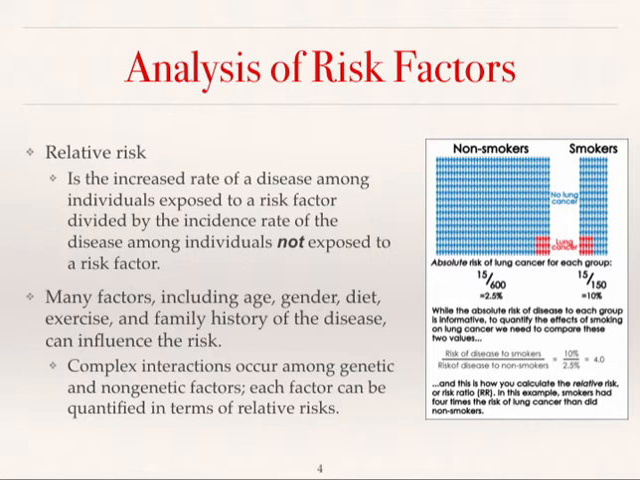There is a complex interaction between genetic and non-genetic factors. This is a huge component too. You have that genetic predisposition there, but there are non-genetic, environmental factors that can increase that risk, and each factor can be quantified in terms of relative risk. So really, it's the interaction between genetics and environment and lifestyle, essentially. They all contribute to disease development.